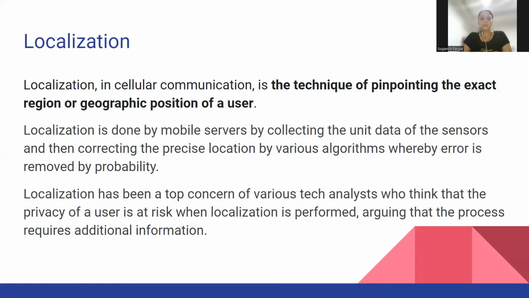What is localization? Localization in cellular communication is the technique of pinpointing the exact region or geographic position of a user or a device. For example, the position of your device in your room can be mapped or sensed using the localization technique. Localization is done by mobile servers by collecting the unit data of the sensors and then correcting the precise location using various algorithms whereby error is removed by probability.